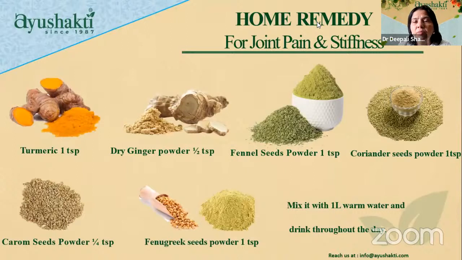This is a fantastic home remedy for joint pain and stiffness. Turmeric powder 1 teaspoon, dry ginger powder half teaspoon, fennel seed powder 1 teaspoon, coriander seed powder 1 teaspoon, carom seed powder 1/4 teaspoon, fenugreek seed powder 1 teaspoon. Mix all of them in 1 liter of warm water and drink it throughout the day.